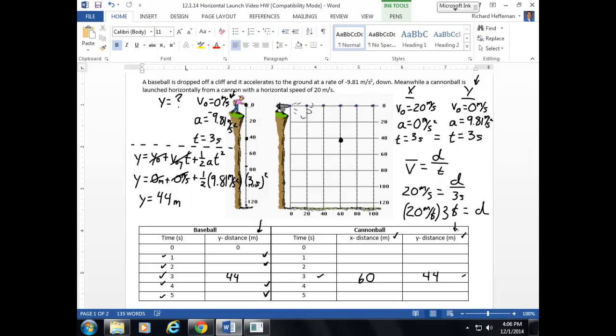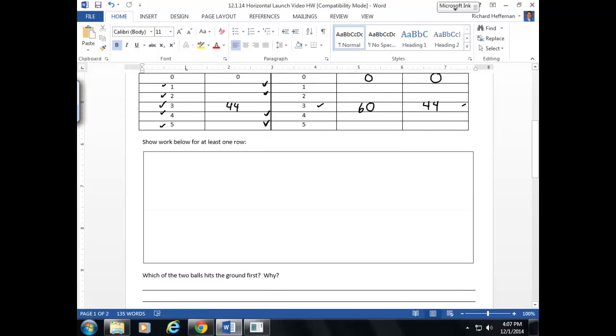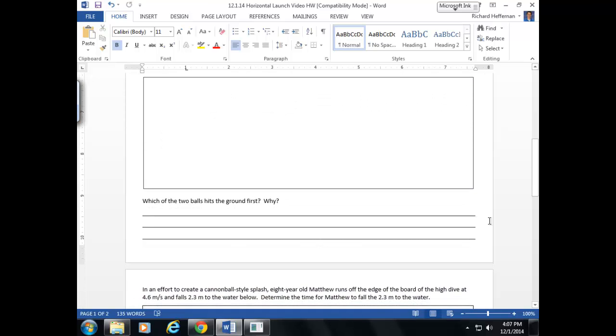That's going to be 0. We'll say that it starts at 0, 0. You can fill out the x information for the cannonball and then plot the points on this chart. So that's part 1, and you guys can do that. Let's see. So show your work for at least one row. This question, we'll answer this question tomorrow in class. We still need to finish up the lab and answer that question. So let's go on to the back.